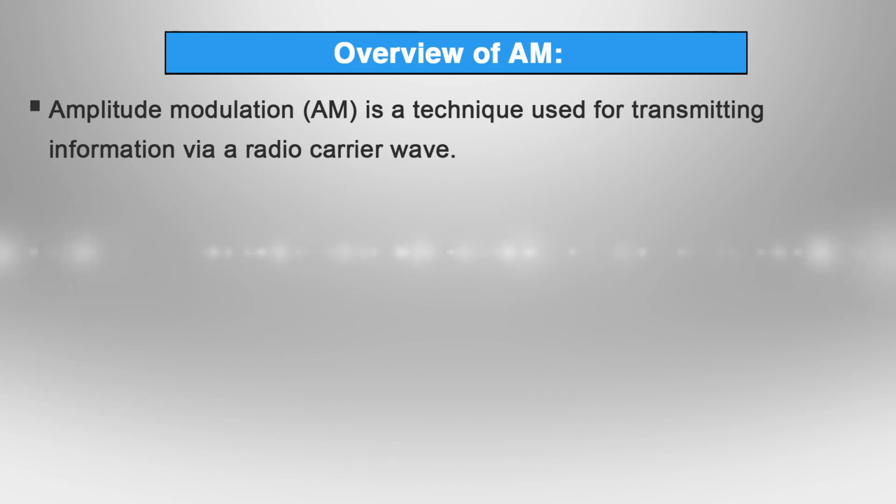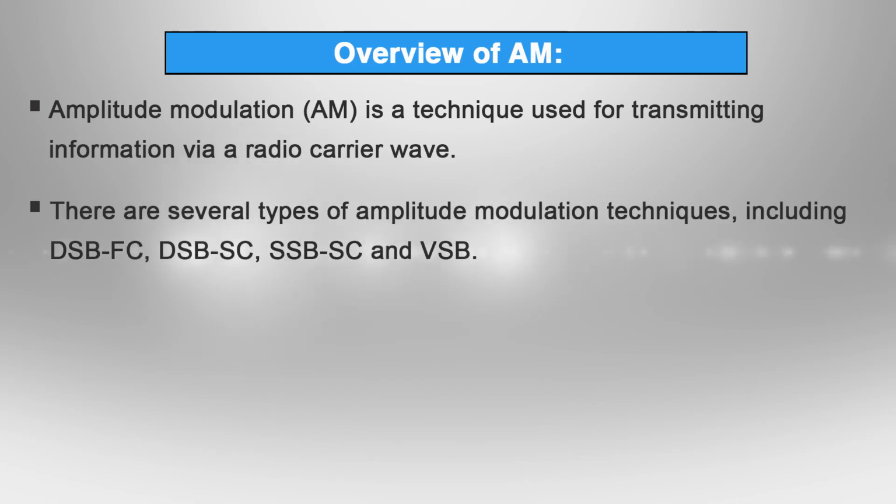Now, let us see the overview of amplitude modulation. Amplitude modulation is a technique used in electronic communication, most commonly for transmitting information via a radio carrier wave. There are several types of amplitude modulation technique, including double sideband full carrier, that is DSB FC, double sideband suppressed carrier, that is DSB SC, single sideband suppressed carrier, that is SSB SC, and vestigial sideband, that is VSB.